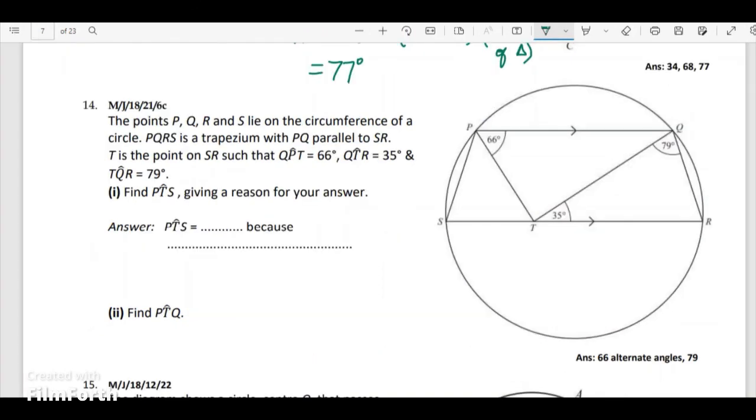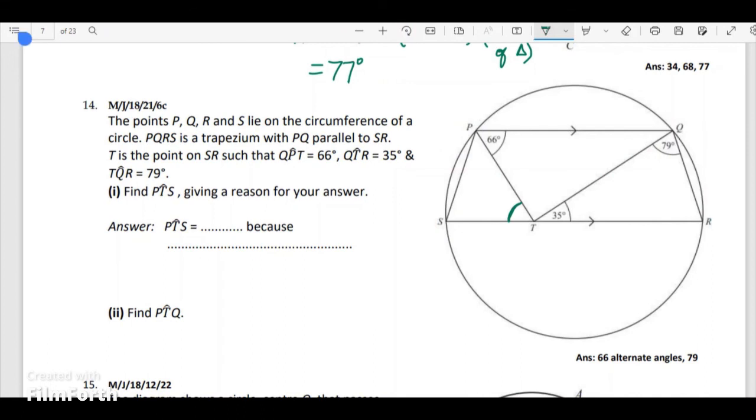Question number 14 says the points P, Q, R, and S lie on the circumference of a circle. PQRS is a trapezium with PQ parallel to SR. T is the point on SR such that QPT equals 66 degrees, QTR equals 35 degrees, and TQR equals 79 degrees. Find PTS, giving a reason for your answer. And this is how the answer has to be written. So PTS is this angle right here that we have to figure out.